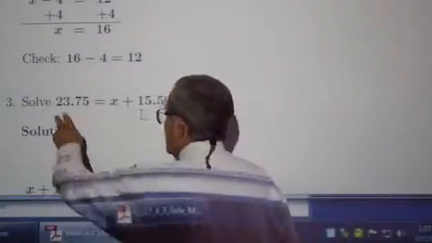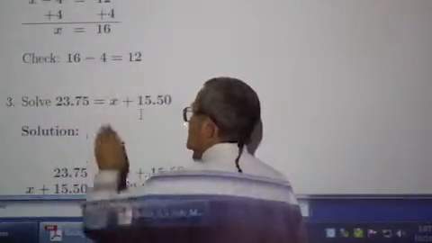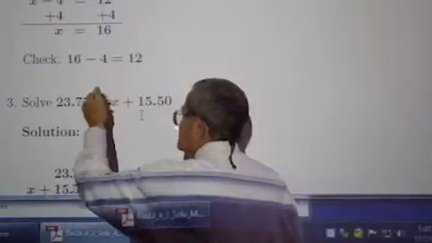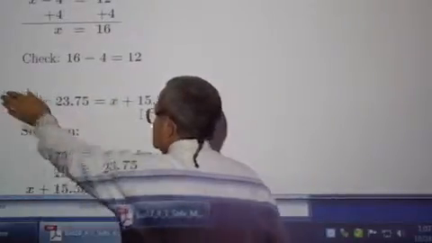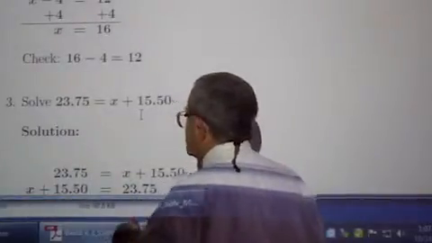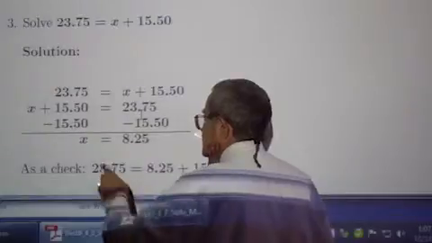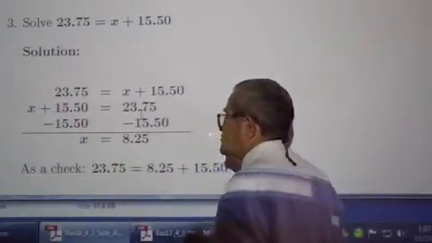You wanted to solve. Solve means you have an equal sign, so you can find out what x is. If you didn't have an equal sign, you could say simplify, and you would not say solve. And you could not say x is some number. So solve, subtract 1550 from both sides, you get x, which is 8.25.